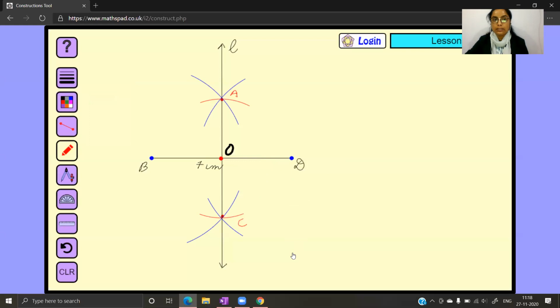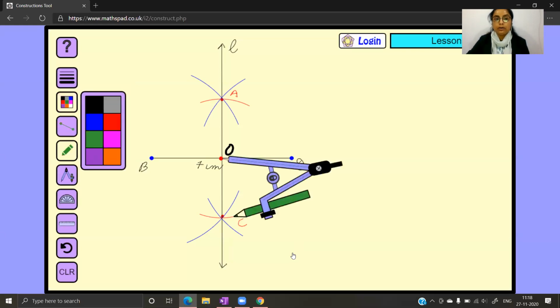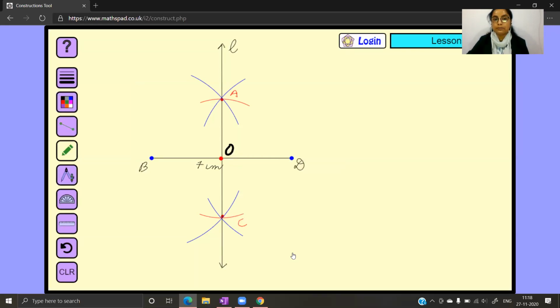And once you've done this, you can just complete your rhombus. Join A, B, B, C, C, D, and D, A. You will get the required rhombus.